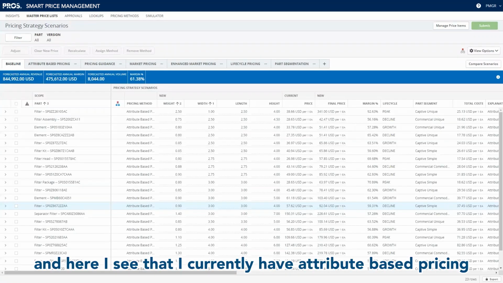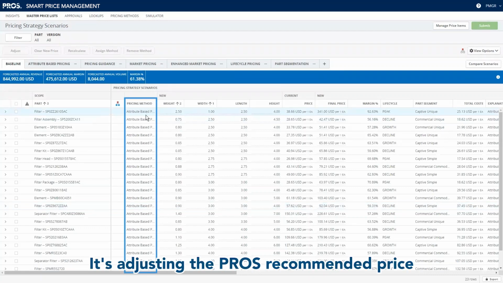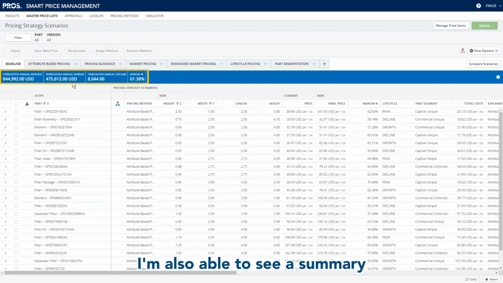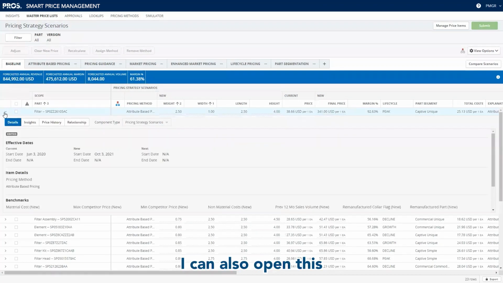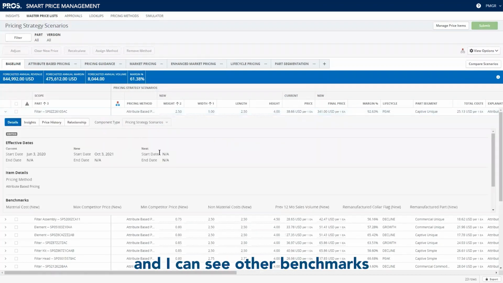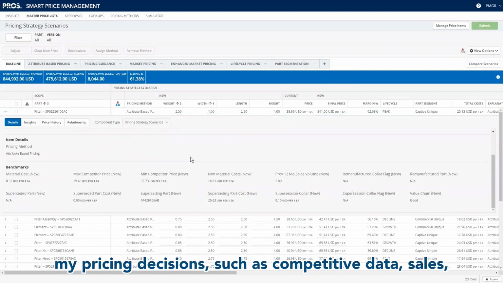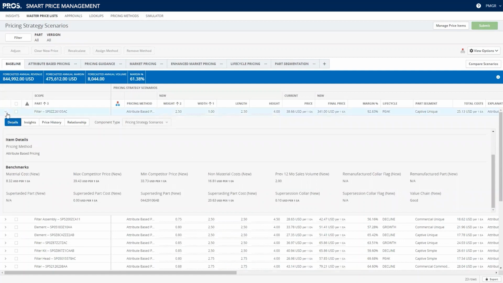And here I see that I currently have attribute-based pricing strategies in place. It's adjusting the Pros recommended price based on various attribute multipliers for every single product. I'm also able to see a summary of the metrics associated with this baseline strategy. I can also open this and I can see other benchmarks that are going to help support my pricing decisions, such as competitive data, sales volume, and value chain information.